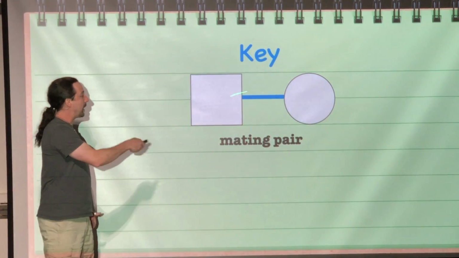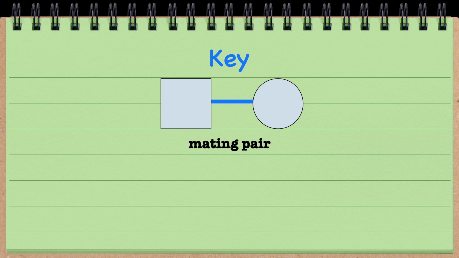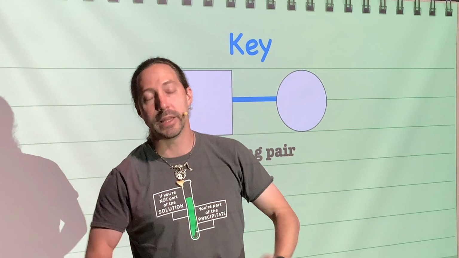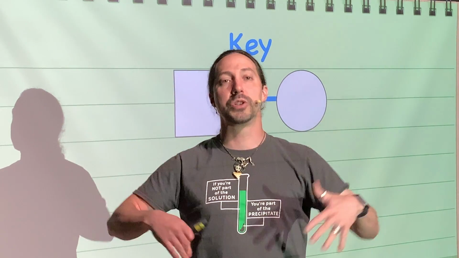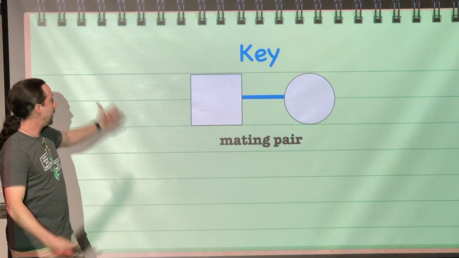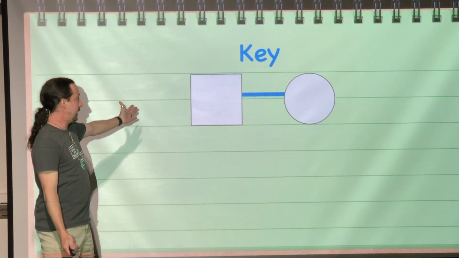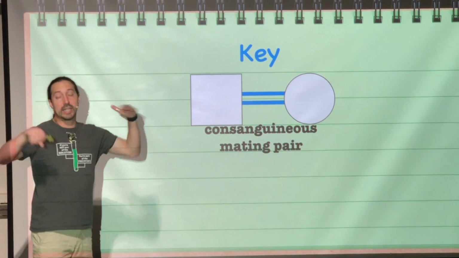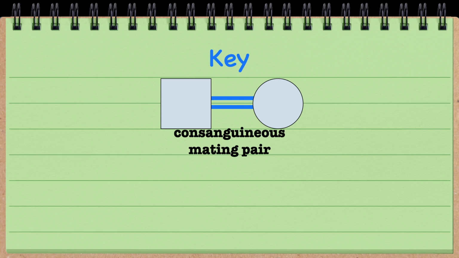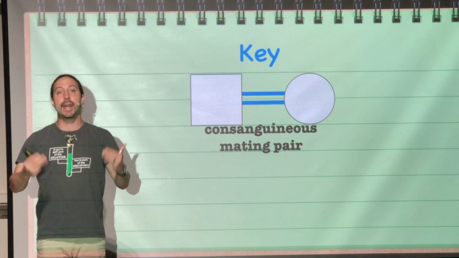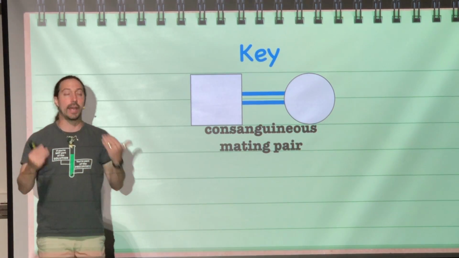If you happen to have a line in between a male and a female, that means that they are a mating pair, that they are going to be able to produce offspring. If there is a double line between them, that means that it is a consanguineous mating pair. We see this commonly in royal pedigrees, where there was a lot of mating within the families to maintain the royal lineage within that family unit.